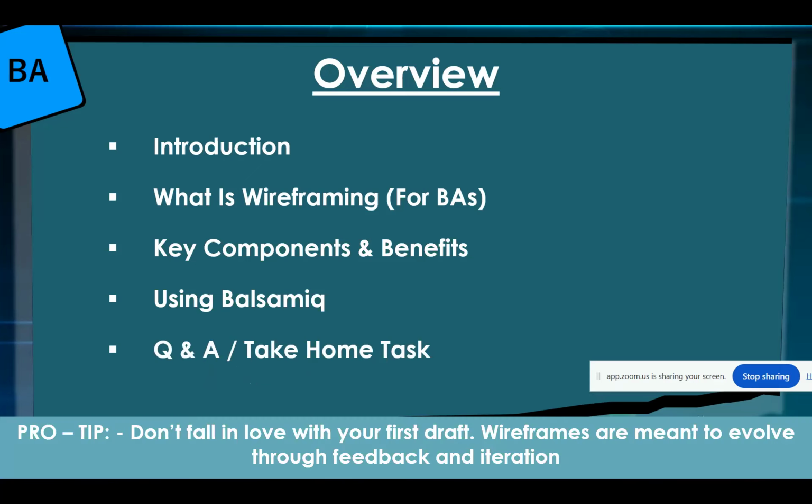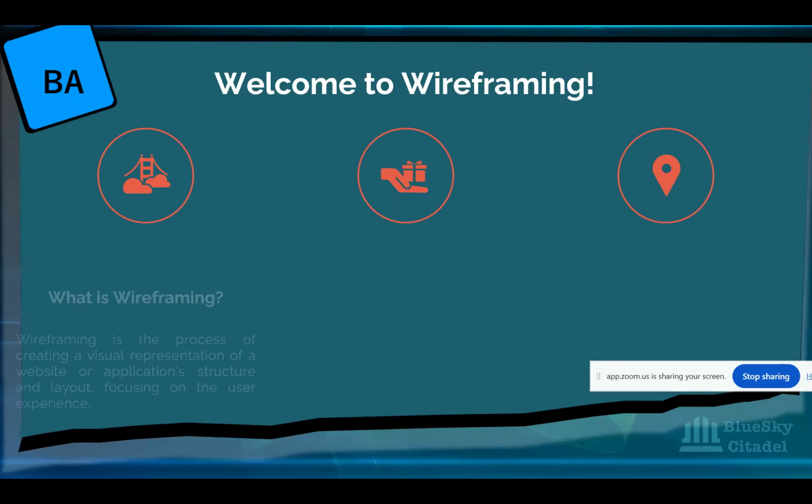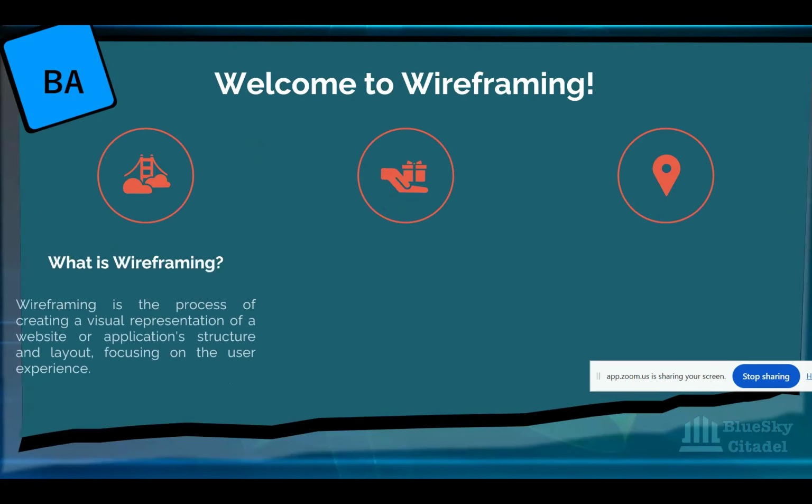So, pro tip. I like giving pro tips. Don't fall in love with your first draft of anything as a BA, but mostly of your first draft of your wireframe, because it's supposed to evolve. It's supposed to move around. You're supposed to get refinement on it. So move this here, move that there, all that kind of thing. So don't feel bad if your draft is amended and you're asked to change it, because that's actually what it's there for.